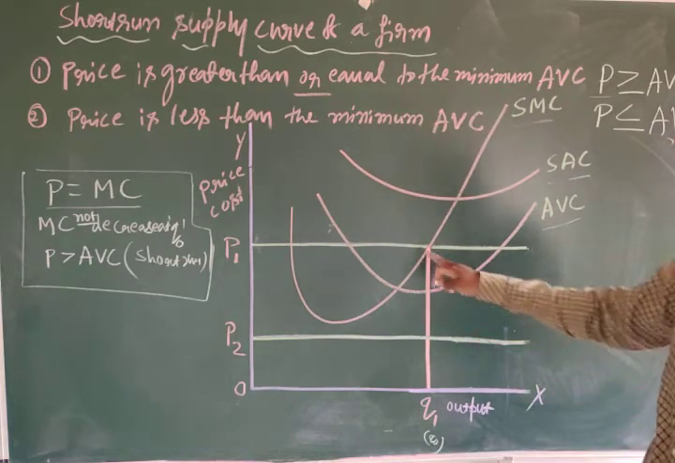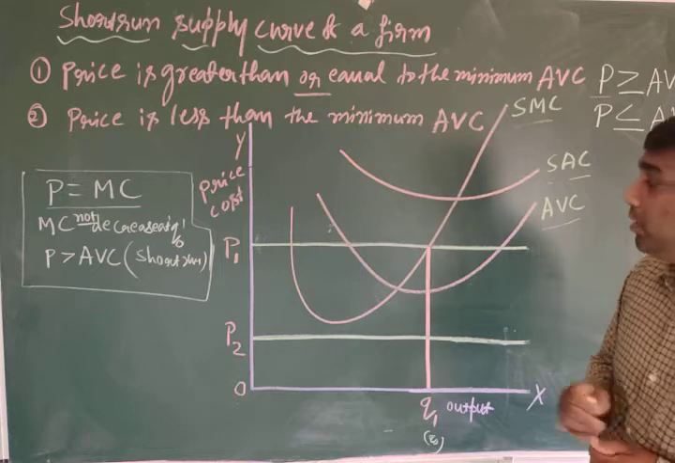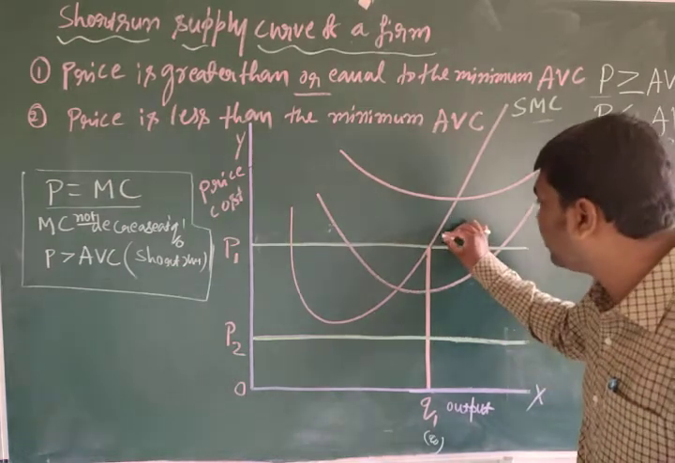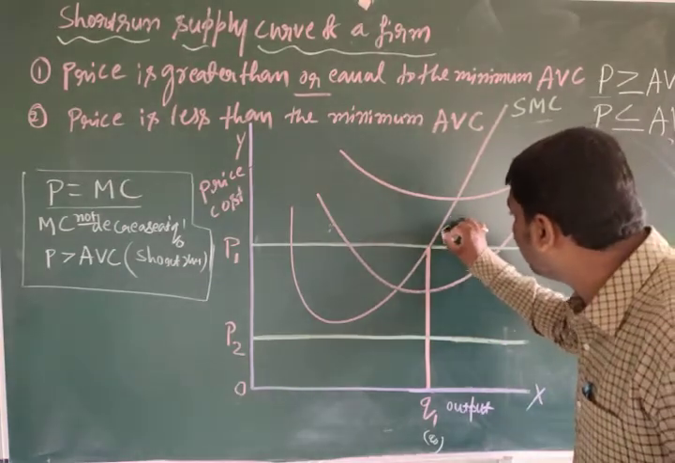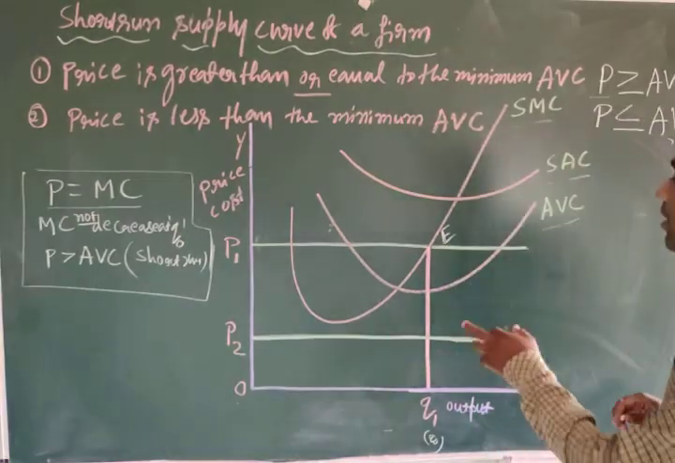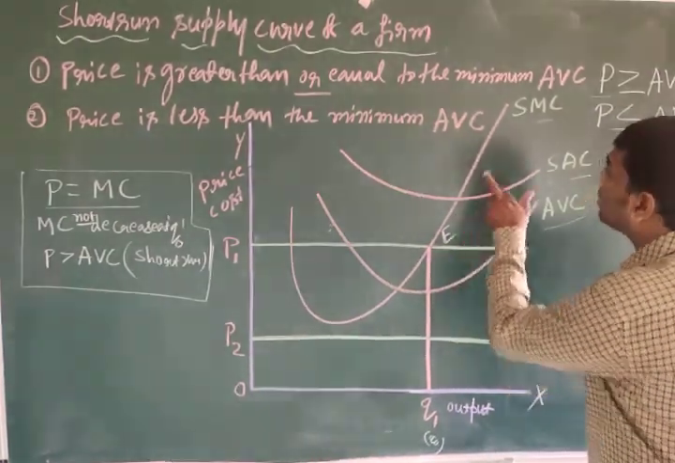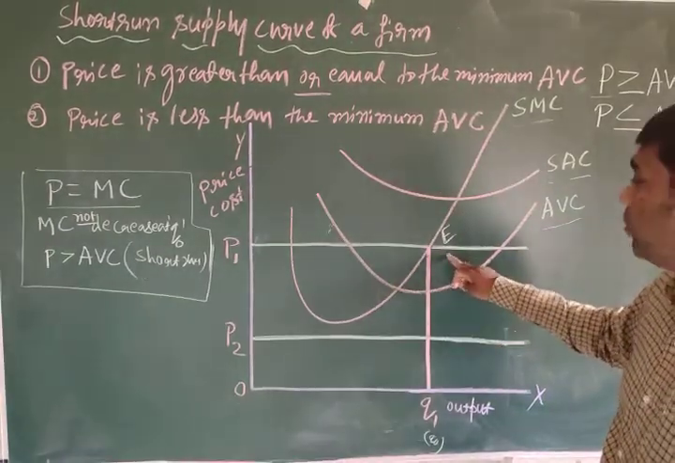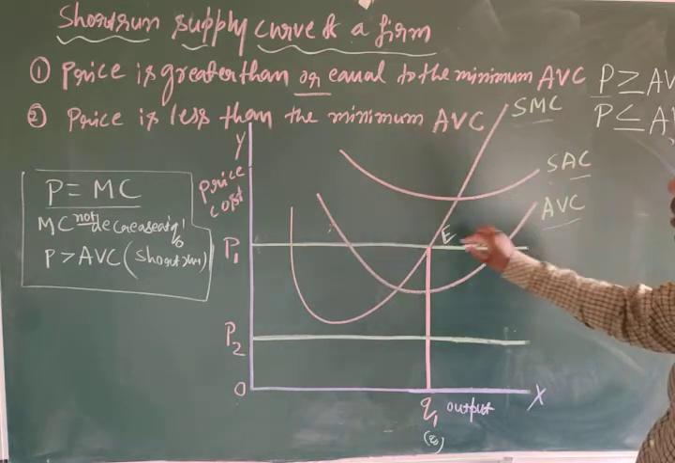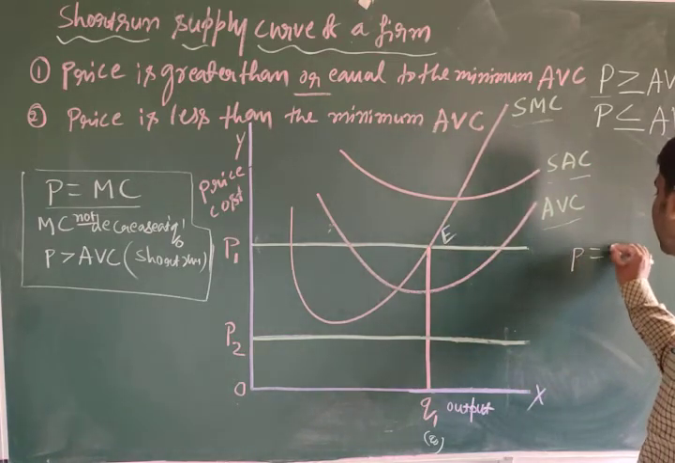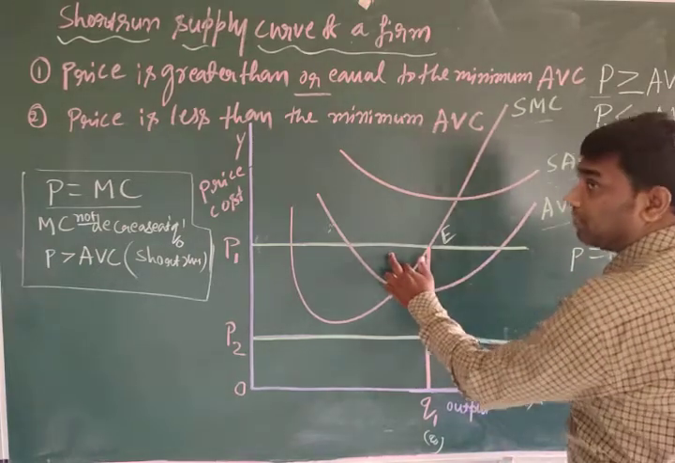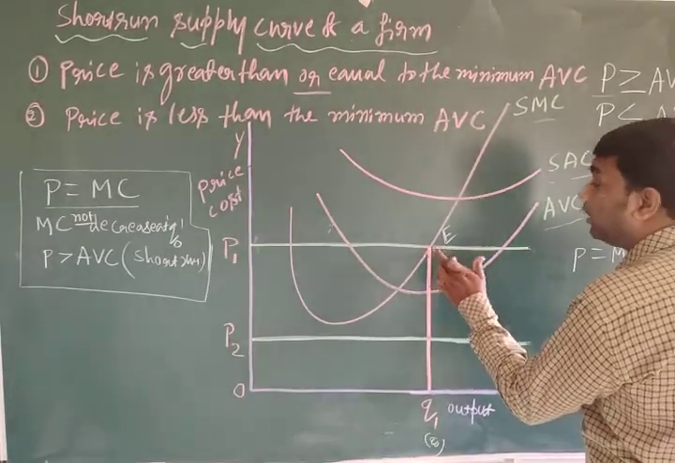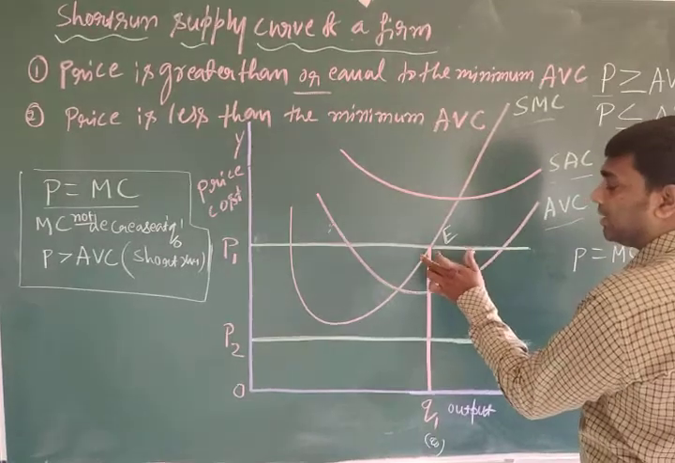You have to observe here, this is the price line P1. Price line P1, you can observe at this point. At this point we have to imagine a point E. Assume at the point E, the marginal cost curve is equal to the price line. That is, price should be equal to marginal cost. At the price P1, that is the price line, the marginal cost curve intersects here at the point E.